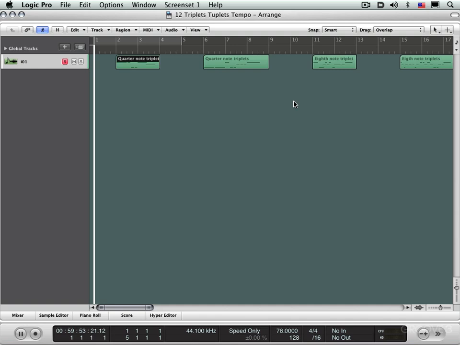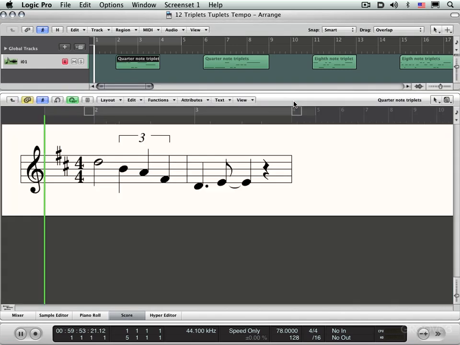So let me show you how this works. I'm going to show you our first example here. We're in 4/4 time, and quick little pop quiz. What key signature are we in? Think of your circle of fifths, two sharps. That's right, we're in D major. All right, so basically the rule with triplets is this. A triplet takes up the same amount of time that two notes of this value would normally take up.